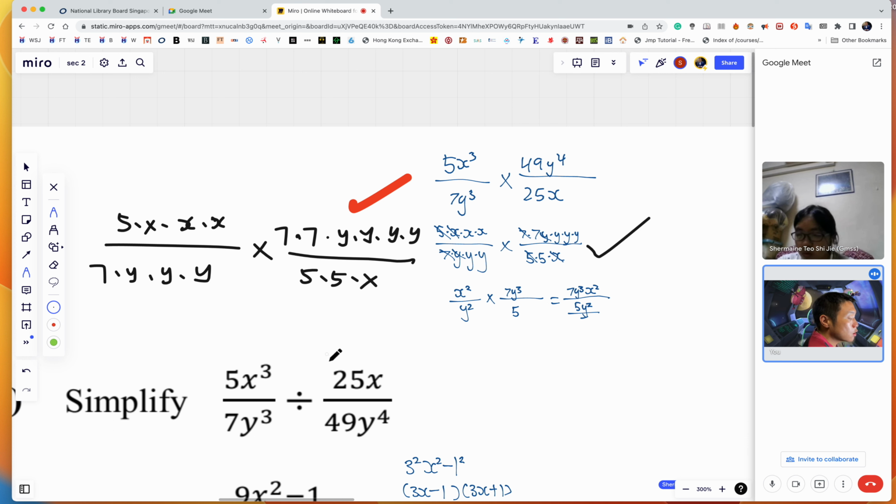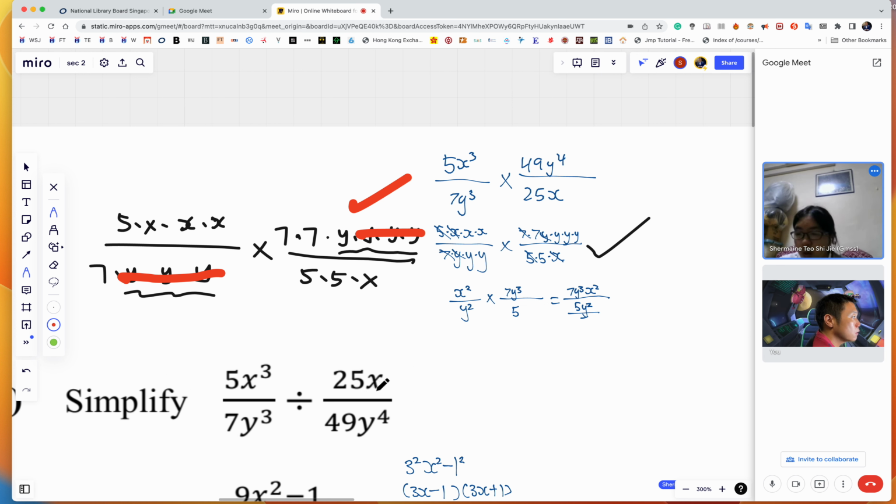Okay, so tell me, how many y you see below? 1, 2, 3, right? 3 of them. So if you see 3y here, how many y you see on top? 4, right? So you know what I will do? Instead of one by one, if I tell myself here's 3 of them, I cancel 3 of them. Of course, I use a different color because it's going to help me see it clearly. So I will cancel 3 of them together, instead of one by one.